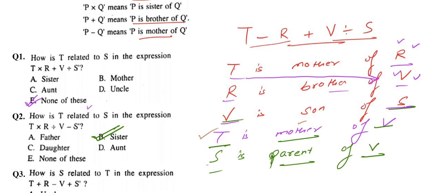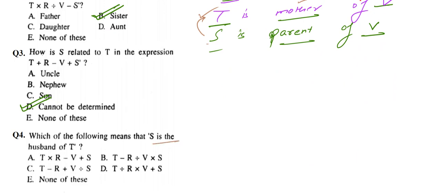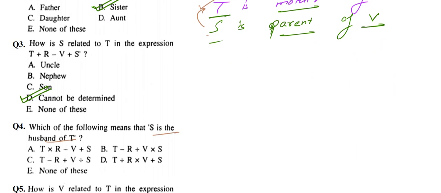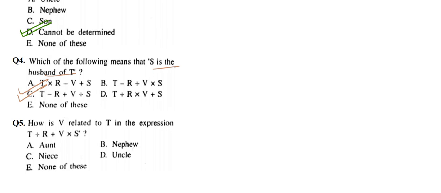So it says that S is the husband of T, and this is what we needed. S is husband of T. So option C says that S is husband of T. So option C is the correct answer to this question. Now we have the last question, which is option 5.